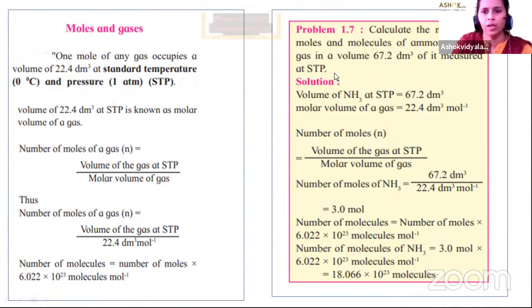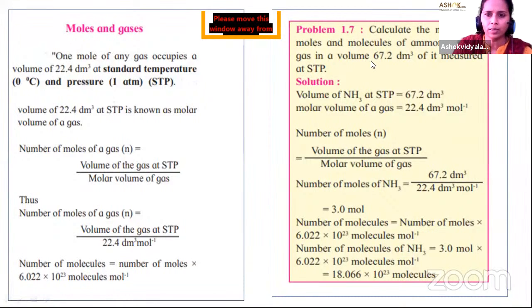The very first problem: calculate the number of moles and molecules of ammonia gas. Now this is a gaseous substance. Earlier we used solid urea, and calculated its molar mass and everything. Here, for the gas ammonia, what is given to us? Volume of that gas at HTP, 67.2 dm cube. We have written this in the data. Molar volume we know is 22.4. So we just put it in the formula. Number of moles is equal to volume of gas at HTP, 67.2, divided by molar volume, 22.4 dm cube. On calculation, we get 3 mole.